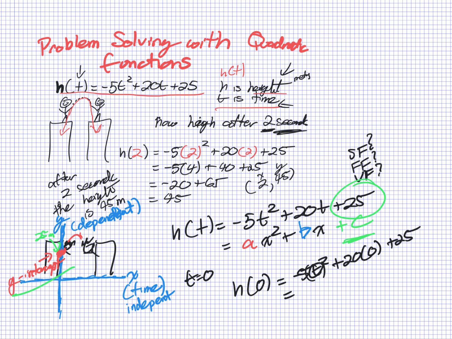0 squared is 0 times negative 5 is 0. 0 times 20 is 0. So we get 0 plus 0 plus 25 gives us 25. The exact same we did, we just didn't have to do that formal equating. We could take a look at it in standard form and get the same information. Okay? So we know he starts at 25 meters above the ground. That's pretty high. If his partner misses the tool, when will it hit the ground?